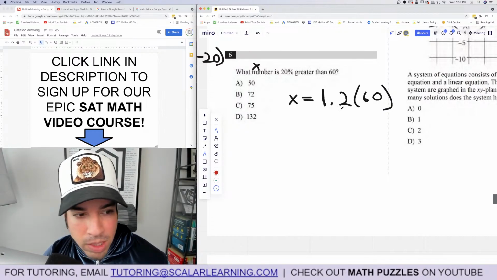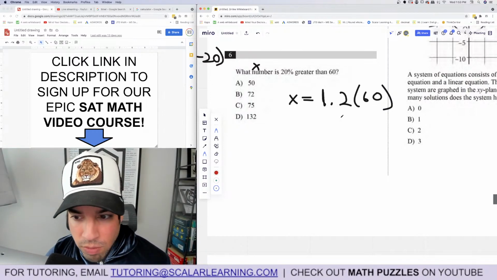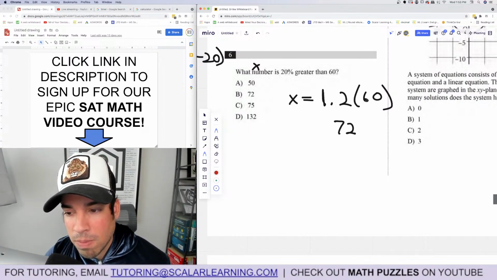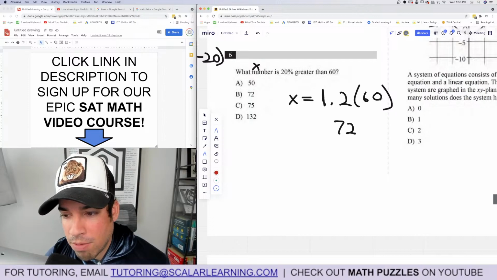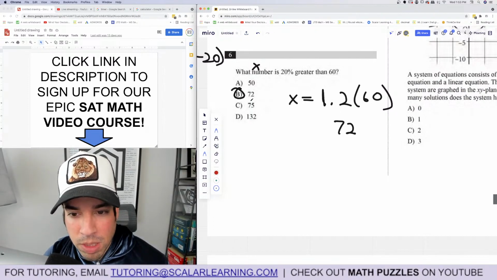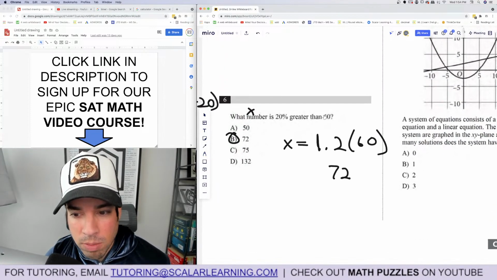I can, again, do this mentally without a calculator. It's like 6 times 12, which is 72. It's 72, because if I move this decimal over and this one over, it's the same thing. So 6 times 12 is 72. B is the winner. Done. Let me just make sure. Yeah.